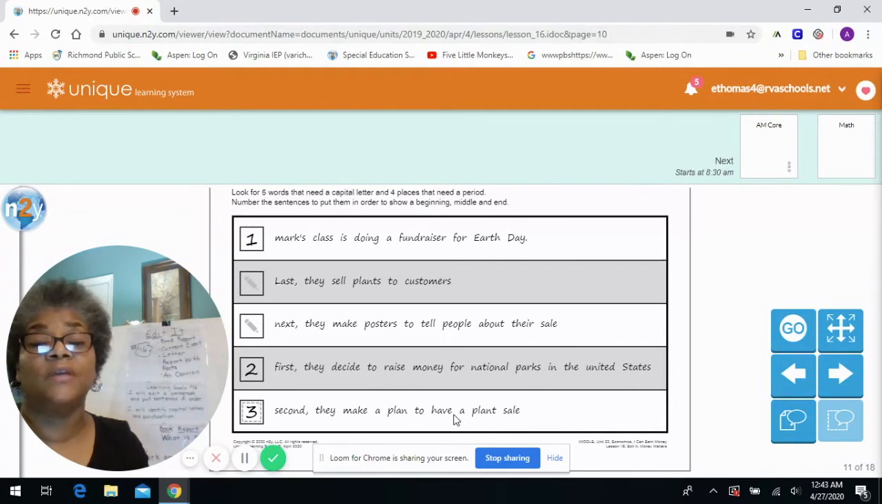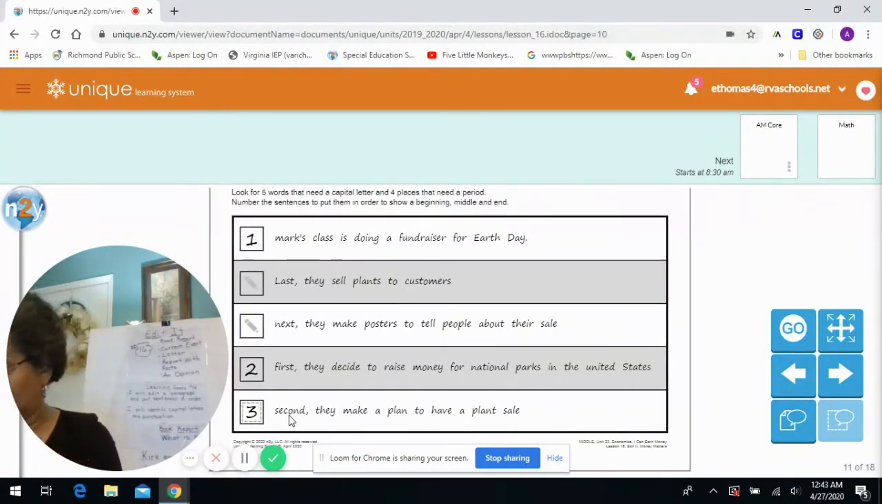And what do they do? Now they have to do something. Let's look at this sentence. Second, that's at the beginning, so it's supposed to have a what? A capital letter S. And they make a plan to have a plant sale. All right. A period at the end. Okay. Then we're going to go to the next one.